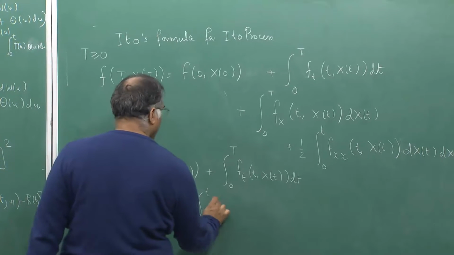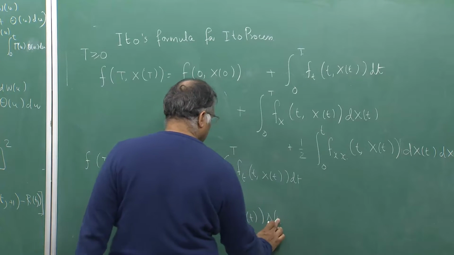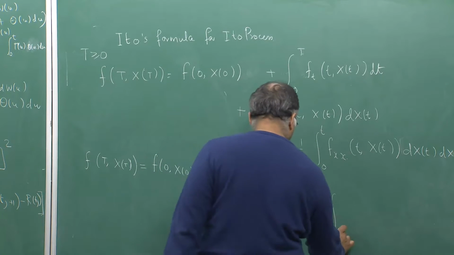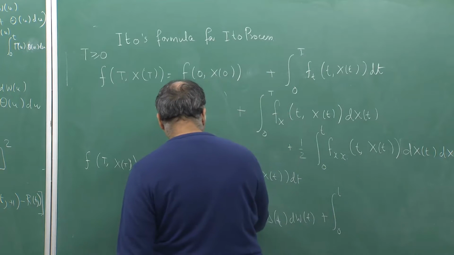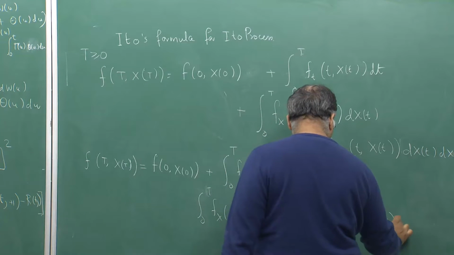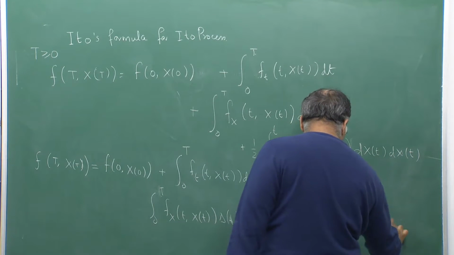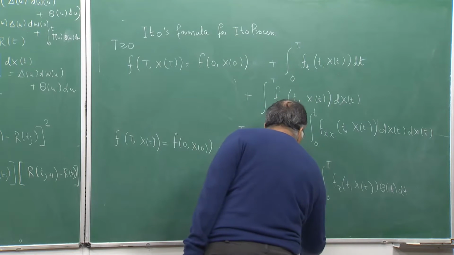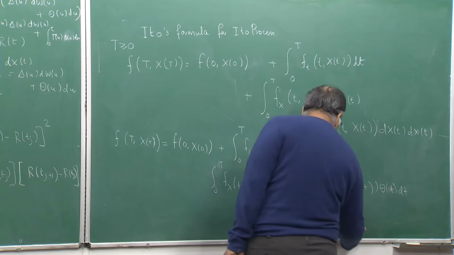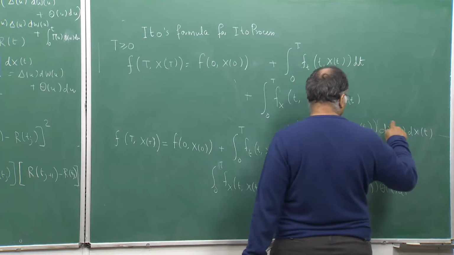So I will have 0 to t fx(t, Xt) delta t dWt plus 0 to capital T fx(t, Xt) theta t dt plus half of 0 to capital T fxx(t, Xt) d<X,X>t, and d<X,X>t is nothing but delta squared t dt.